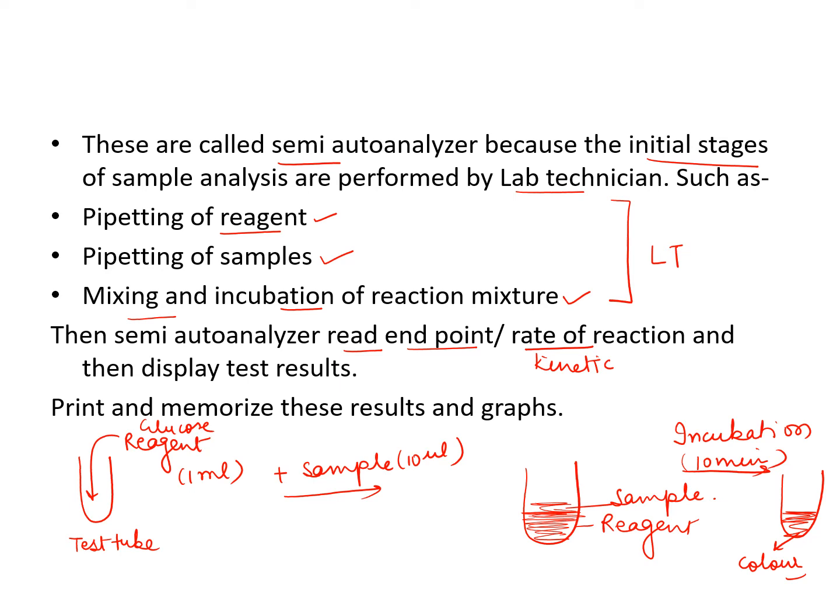We will discuss in another lecture what the types of reaction are, what is the endpoint, what is the rate of reaction, what is the fixed kinetic. Maybe the reaction type doesn't matter, whether the reaction is endpoint or rate of reaction, the semi-auto analyzer reads it and then displays the test result. Okay, the result is displayed. Then this result will be printed and memorized by the machine, by the semi-auto analyzer.